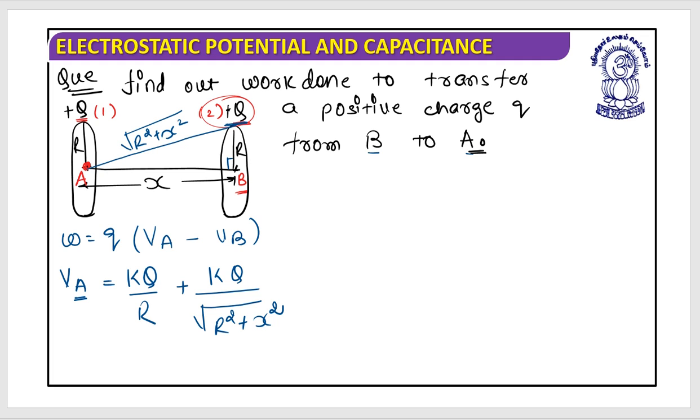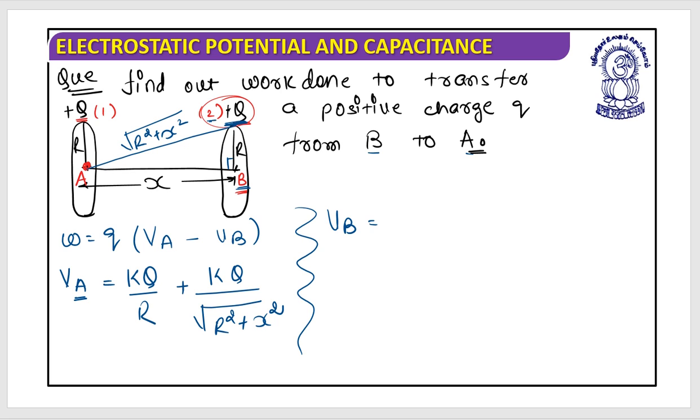What did you assume? Tell me seriously. Did you do the same thing? Great. So now let's find out the potential at point B. Now the same thing would happen: at point B there is a potential due to two charges, one of the charges plus Q, and another charge plus Q.